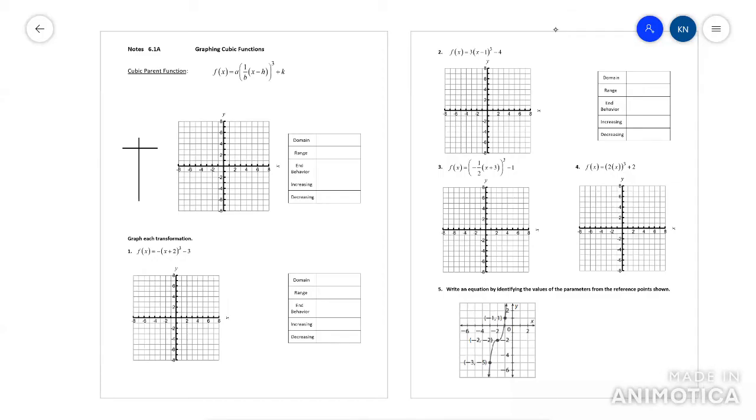All right, this video is going to go over how to graph cubic functions. Basically, the things you'll need to know are the parent function for a cubic is y equals x cubed. And we're going to be doing some tables. So tables have an x and a y.